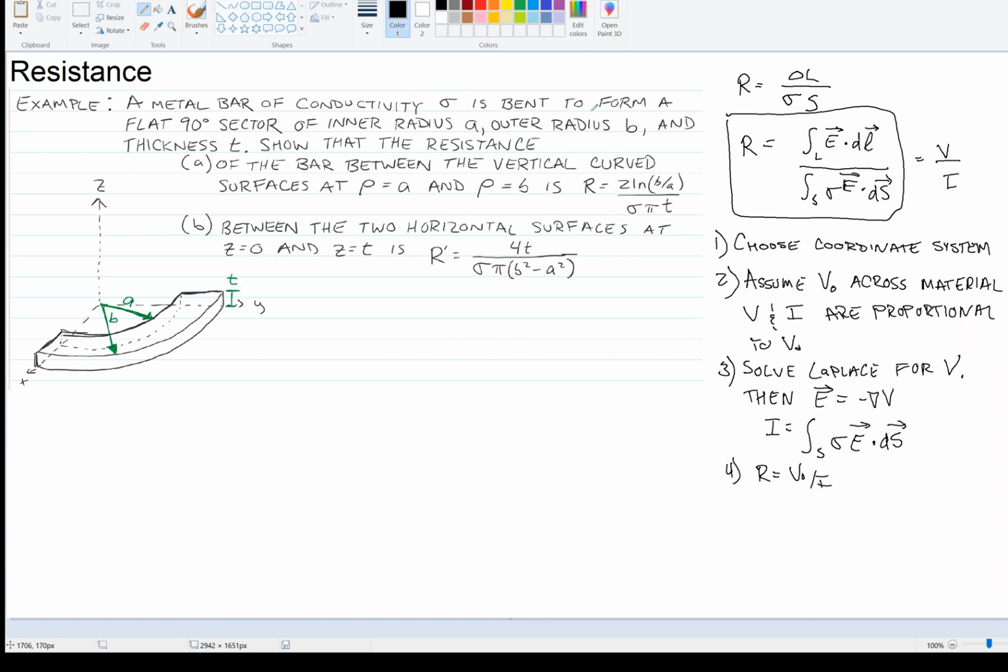So this material is bent to form a flat 90-degree sector of inner radius A and outer radius B and thickness T. Show that the resistance, so we'll do part A first, of the bar between the vertical curved surfaces. So between the surface that's curved at A and the surface that's curved at B, find the resistance. Show that the resistance between A and B is 2 natural log B over A over sigma pi T. Let's get started.